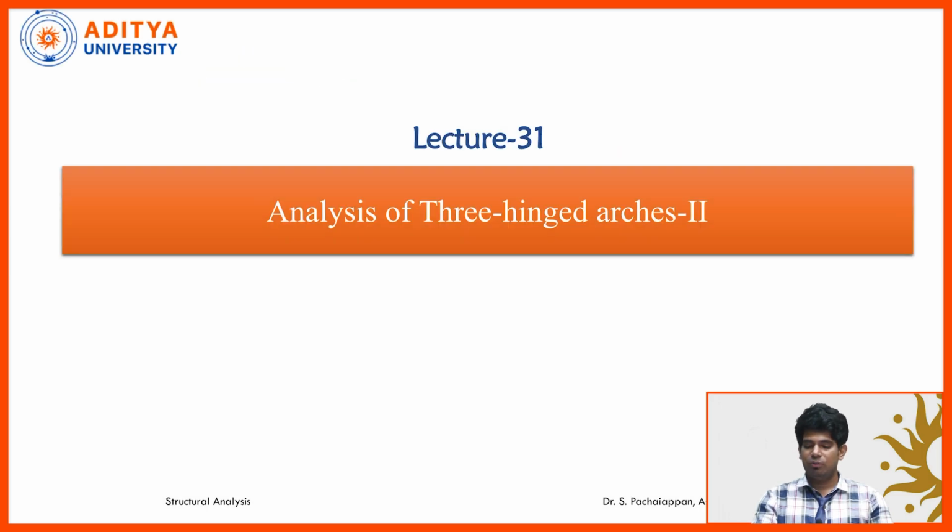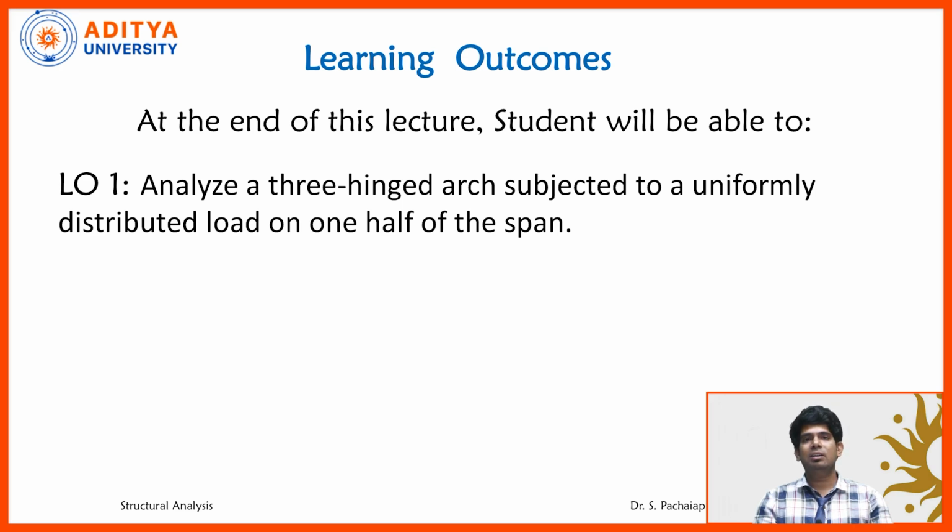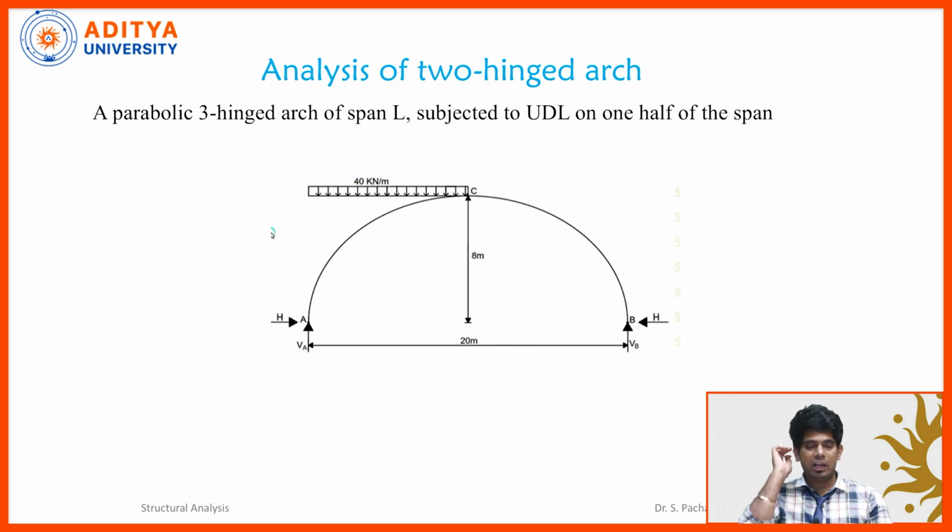In today's lecture, we are going to discuss the analysis of a 3-hinged arch subjected to UDL on part of the arch only. So, at the end of the lecture, students will be able to analyze a 3-hinged arch subjected to a uniformly distributed load on one half of the span. Here we can see the configuration. The 3-hinged arch is subjected to 40 kilonewton per meter only on the left portion. The right portion is not subjected to any loading.